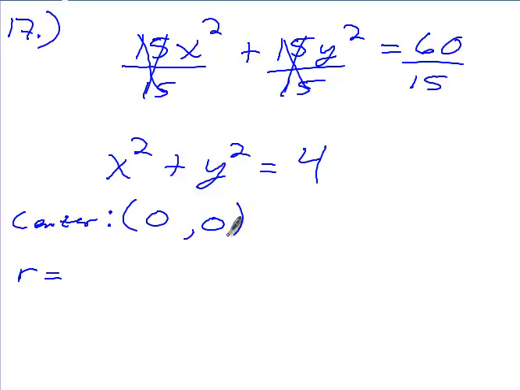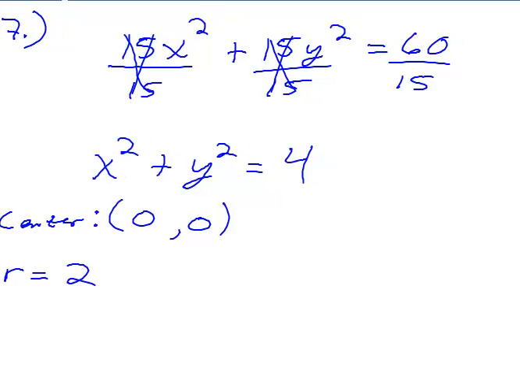0, 0, right? Nothing added inside with x, nothing added inside with y. How do I find r? Square root the number outside, right? So what's the square root of 4? 2. So there's my radius. All right. 60 divided by 15. Everybody all right? Any questions? Yes or no? All right.